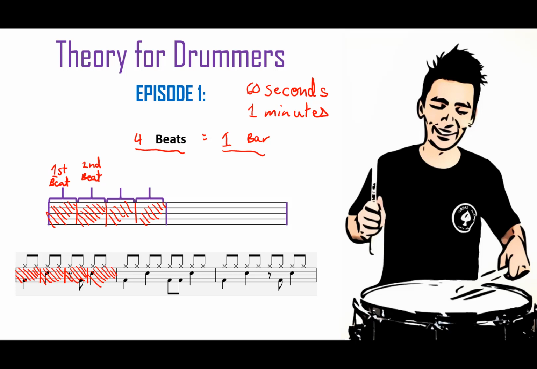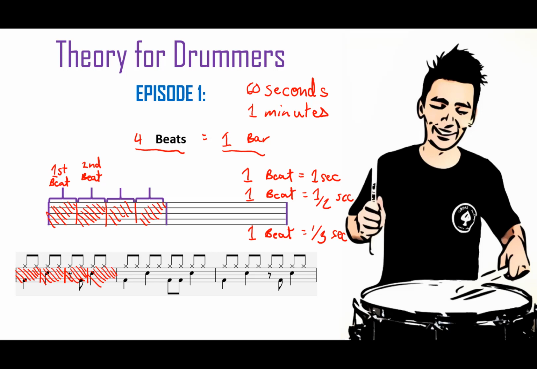Now, it's easy for you to understand seconds and minutes because they always mean the same thing, but beats and bars occupy different amounts of time depending on what song we're looking at. So if you're looking at a really slow song, you might have 1 beat being 1 second of time. If you look at a medium-paced song, you might have 1 beat only being half a second of time. And if you look at a really fast song, you might have 1 beat being a third of a second of time. So it really depends on the song.